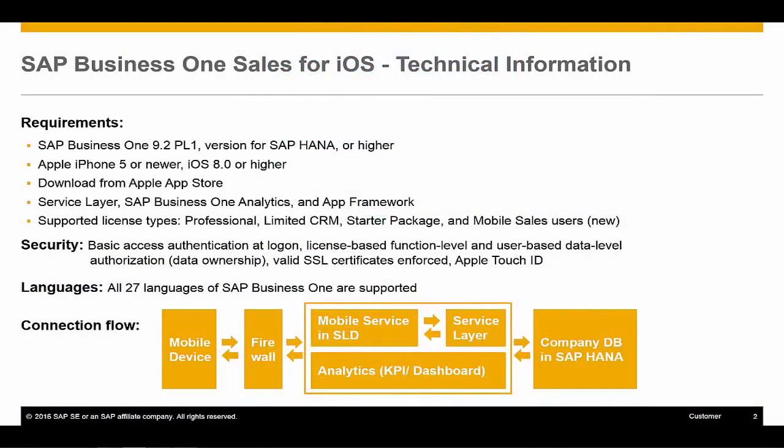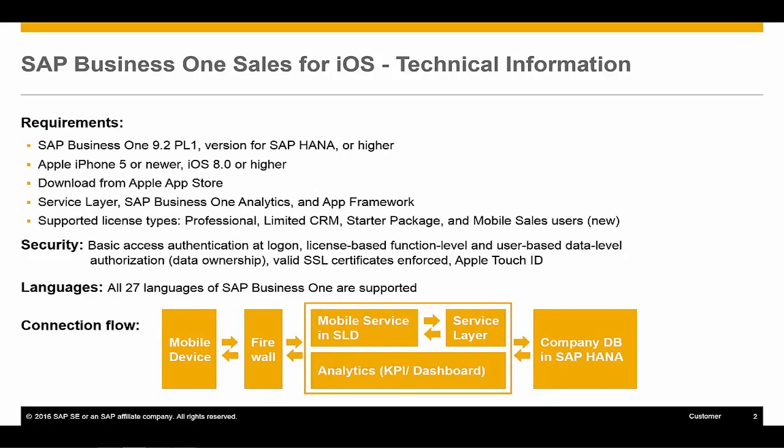For a brief overview of technical information and requirements, to use the SAP Business One Sales for iOS app, you need to run SAP Business One 9.2 Patch Level 1 version for SAP HANA or higher. You also need an Apple iPhone 5 or newer and iOS 8.0 or higher. You can simply download the app, which is available from the Apple App Store. It utilizes the service layer, SAP Business One Analytics, and the app framework.